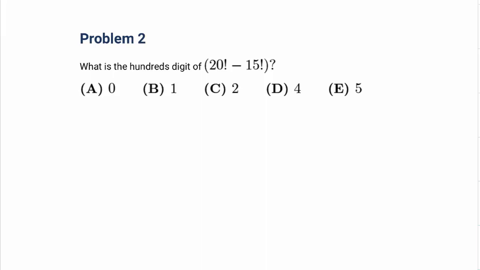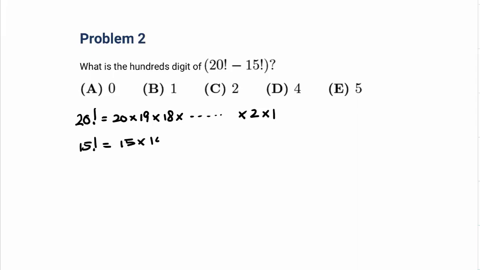What is the hundredth digit of 20 factorial minus 15 factorial? You know the factorial, right? 20 factorial is 20 times 19 times 18, all the way down to 2 times 1. What is 15 factorial? 15 times 14, 13, down to 2 times 1. But first we have to figure out 20 factorial and 15 factorial.